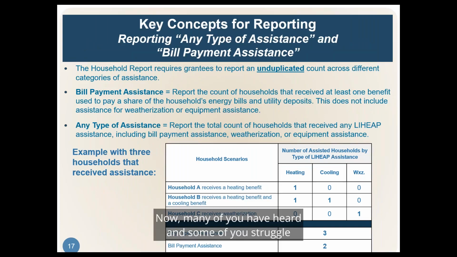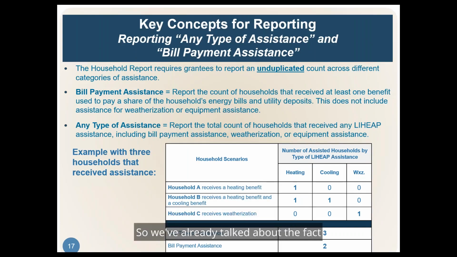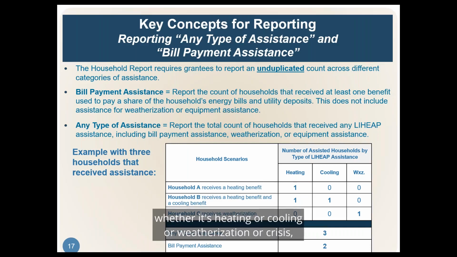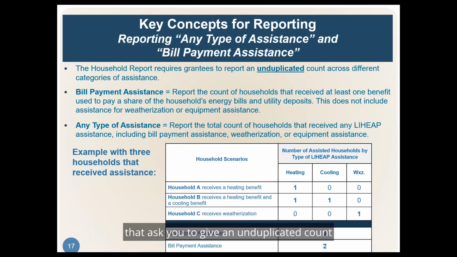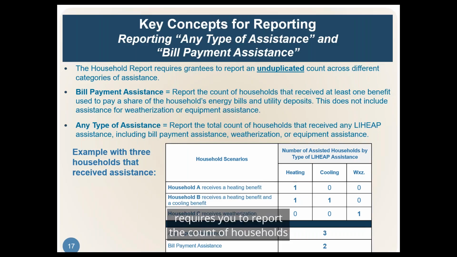Now, many of you have heard, and some of you struggle a little bit with, this idea of an unduplicated count. We've already talked about the fact that you're going to report households in the area where they received assistance, whether it's heating or cooling or weatherization or crisis. But there are 2 lines in the report that ask you to give an unduplicated count across different categories. The bill payment assistance line requires you to report the count of households that received at least 1 benefit used to pay a share of their energy bills or utility deposits.